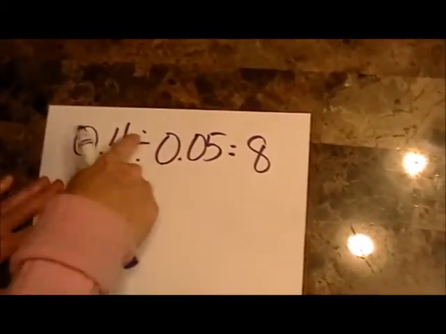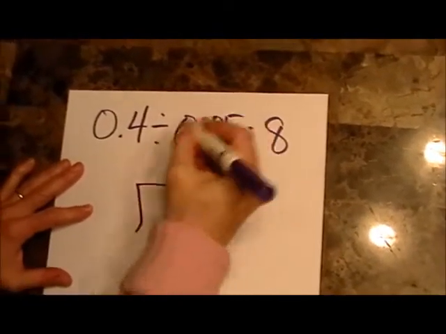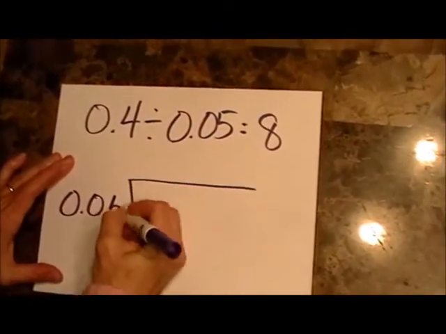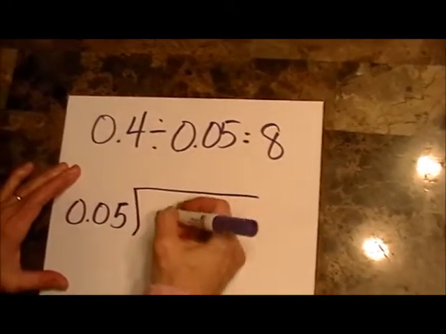So, dividend divided by divisor equals quotient. The divisor goes on the outside. That's what we're dividing by. The dividend goes in the middle.